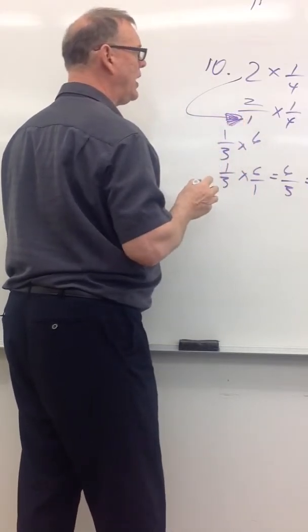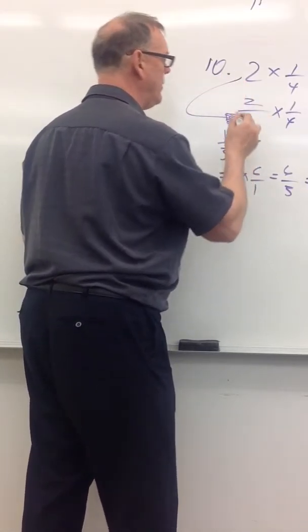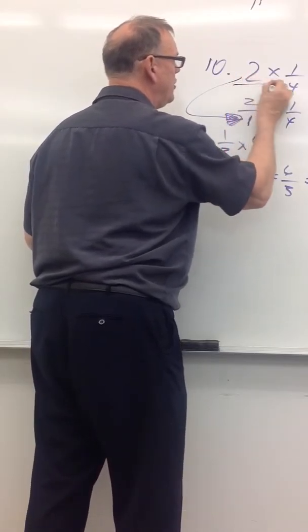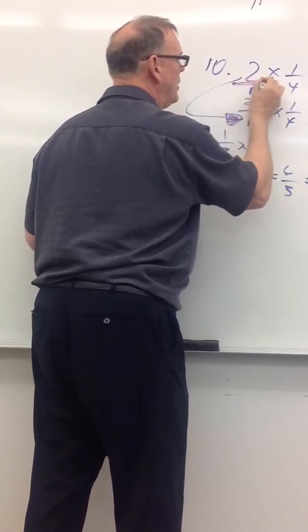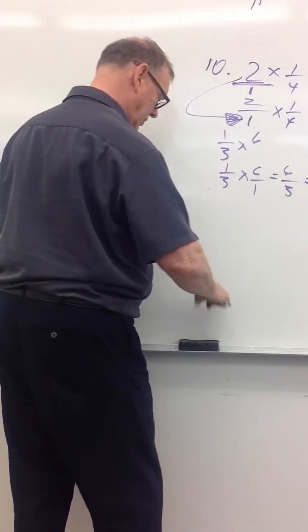And when you're multiplying, it's necessary because you go top times top, bottom times bottom. And if you don't put the 1 down here, you don't have a bottom for your whole number. Okay? All right, stop there.